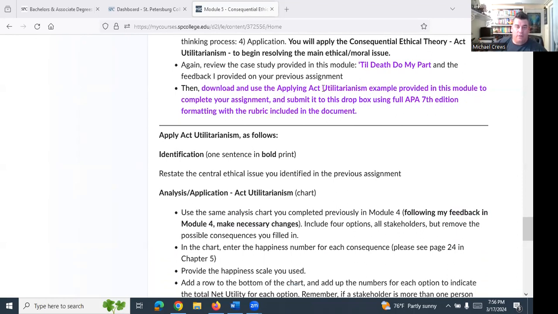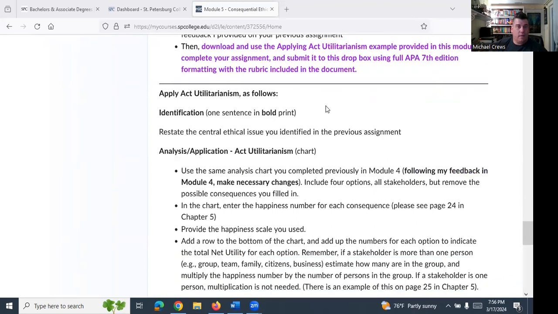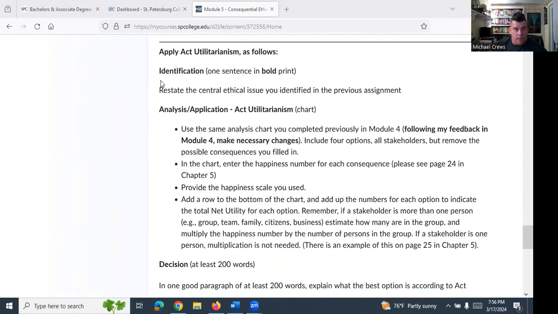So download that example that I'm going to show you in a minute and use that as you go, okay? The first thing you're going to do is use the identification again, which is the one bold statement. This is where we restate our central ethical issue. Like, should Isaac tell Ella how bad her condition is? Whatever it is you put, it'll be in bold.